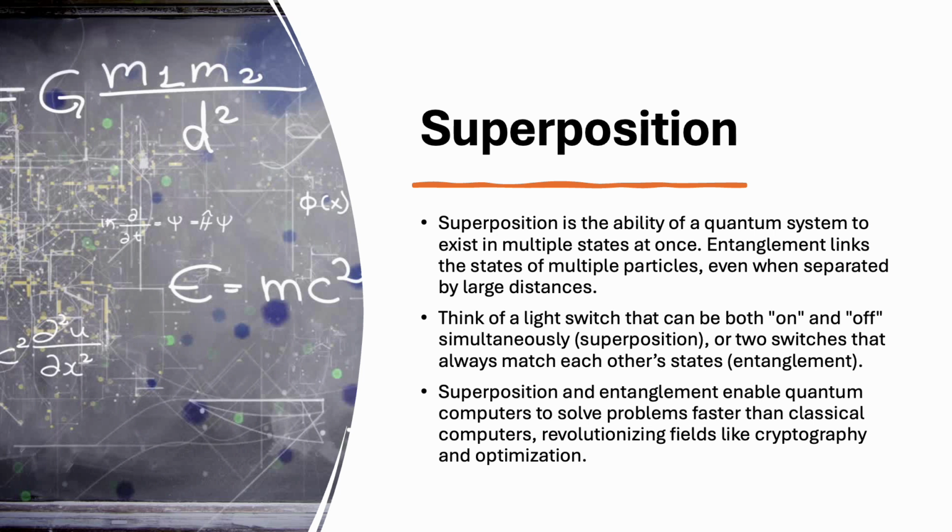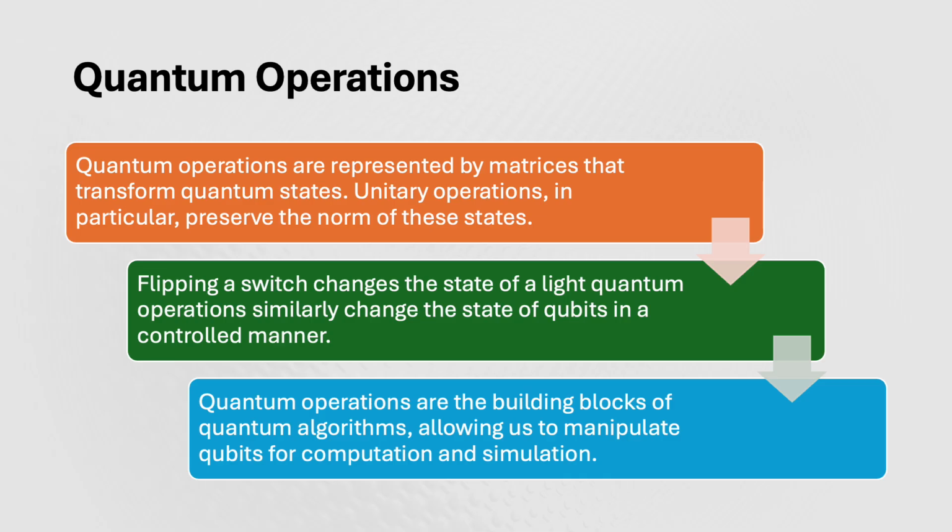Entanglement links the states of multiple particles even when separated by large distances. We'll look into this concept in a little bit more depth in future lectures. That is also known as quantum entanglement. Think of a light switch that can be both on and off simultaneously, superposition, or two switches that always match each other's states, also known as entanglement. Superposition and entanglement enable quantum computers to solve problems faster than classical computers, revolutionizing fields like cryptography and optimization.